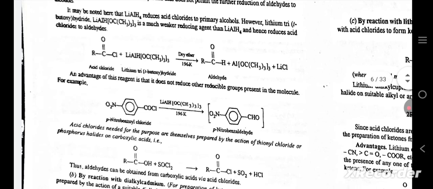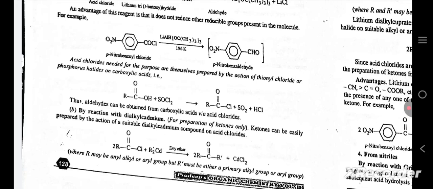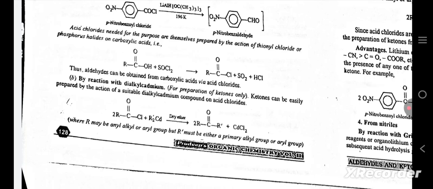It may be noted here that LiAlH4 reduces acid chlorides to primary alcohols. However, lithium tri-tert-butoxyaluminium hydride is a weaker reducing agent than LiAlH4 and hence it reduces acid chlorides to aldehydes. An advantage of this reagent is that it does not reduce other reducible groups present in the molecule. The acid chlorides needed for the purpose are themselves prepared by the action of thionyl chloride or phosphorus halides on carboxylic acids.